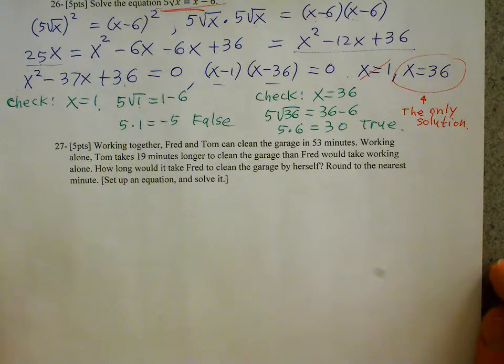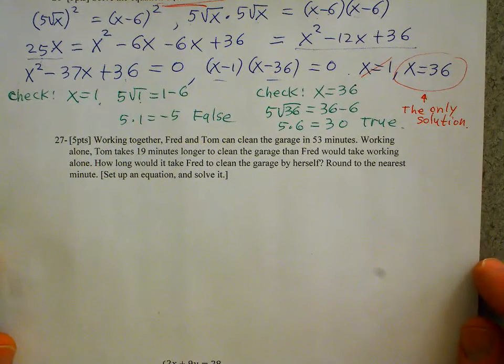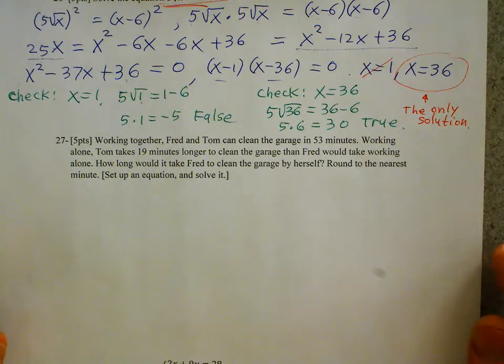Okay, in the next problem, we have a work problem. Working together, Fred and Tom can clean the garage in 53 minutes. Working alone, Tom takes 19 minutes longer to clean the garage than Fred would take working alone. So how long would it take Fred to clean the garage by herself? Okay, so round to the nearest minute, set up an equation and solve it.